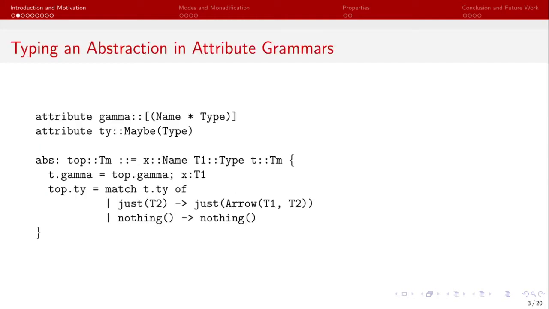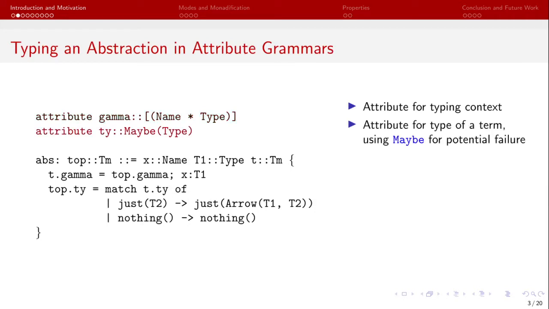Here we're looking at determining a type for an abstraction. We have an attribute gamma for the typing context, assigning types to names. We also have an attribute tie for the type of a term. Here we're using a maybe type for potential failure, since not all terms are going to be typable. So we have type maybe of type instead of just type type.